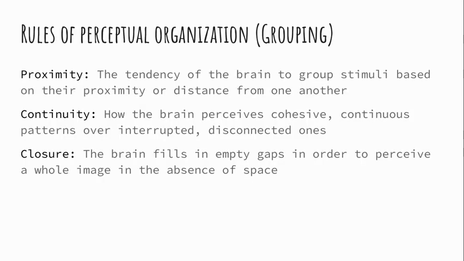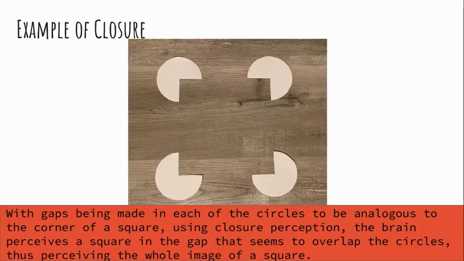The third perceptual organization is closure, and this is the brain's capacity to fill empty gaps in order to perceive a whole image in the absence of space. In this image, there are 4 circles, each having the corner of a square cut out of them. And when arranged in this way, the brain perceives the empty gaps left by the circles as a square, because that is how closure perception works with the brain. It uses the empty space left by these objects to fill in a whole image. And in this case, it would be a square.